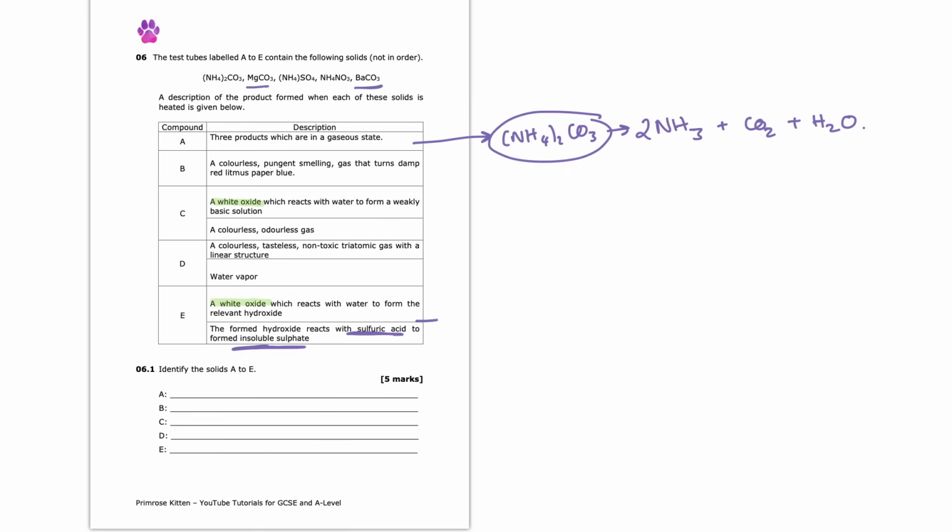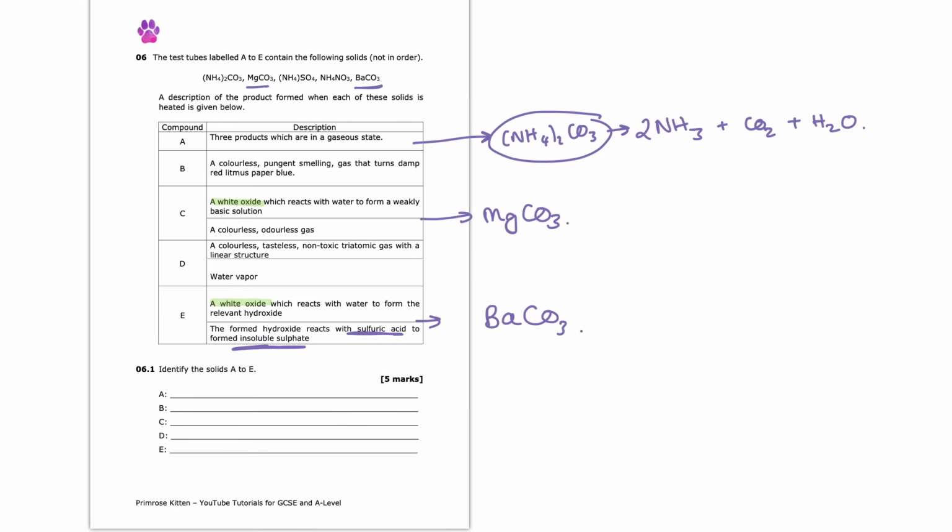So E, I am going to say, is going to be barium carbonate. Whereas that leaves us with C being magnesium carbonate, because that is the other metal carbonate which will thermally decompose to form white oxides.